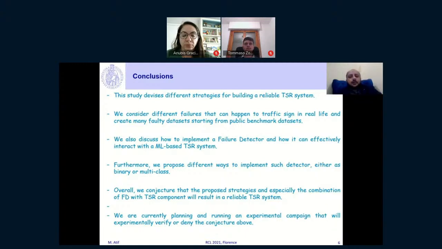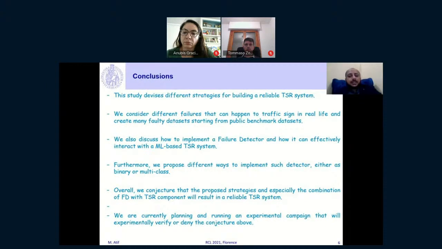We also discuss how to implement a failure detector and how it can effectively interact with a machine learning based TSR system. Furthermore, we propose different ways to implement such a detector, either as binary or multi-class. The failure detector can be binary, for example, the image is clean or not clean, or we will use multi-classes. For example, this image is corrupted by this specific failure, for example, broken lens, there is the rain effect, or something like that.